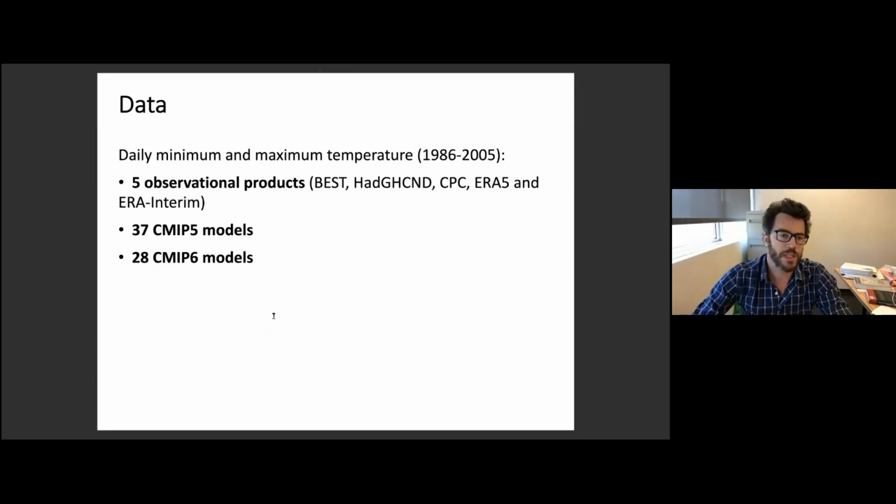So what we do is apply this decomposition to 5 observational products, BEST, HadGHCND, CPC, and 2 reanalyses, ERA5 and ERA-Interim. Then we apply it to 37 CMIP5 and 28 CMIP6 models, and we do that for the period 1986-2005.